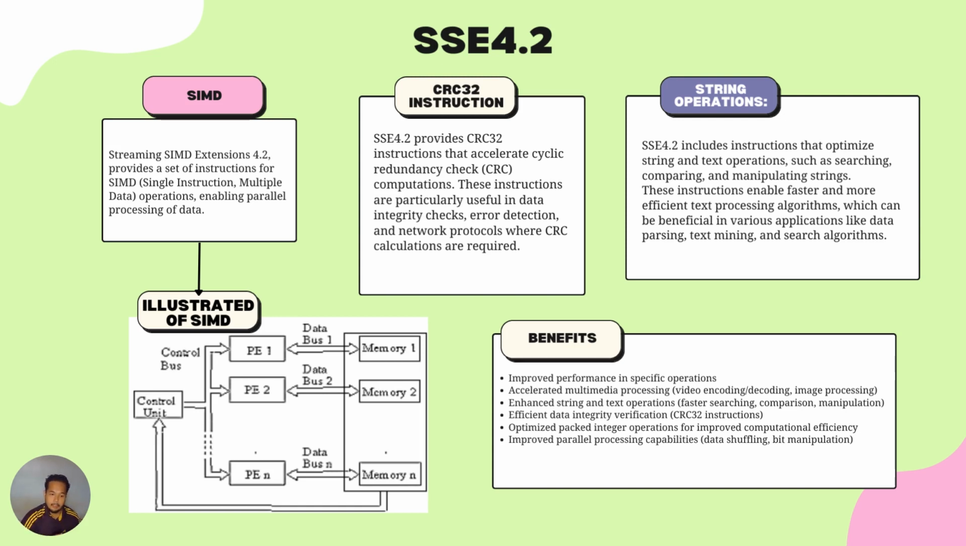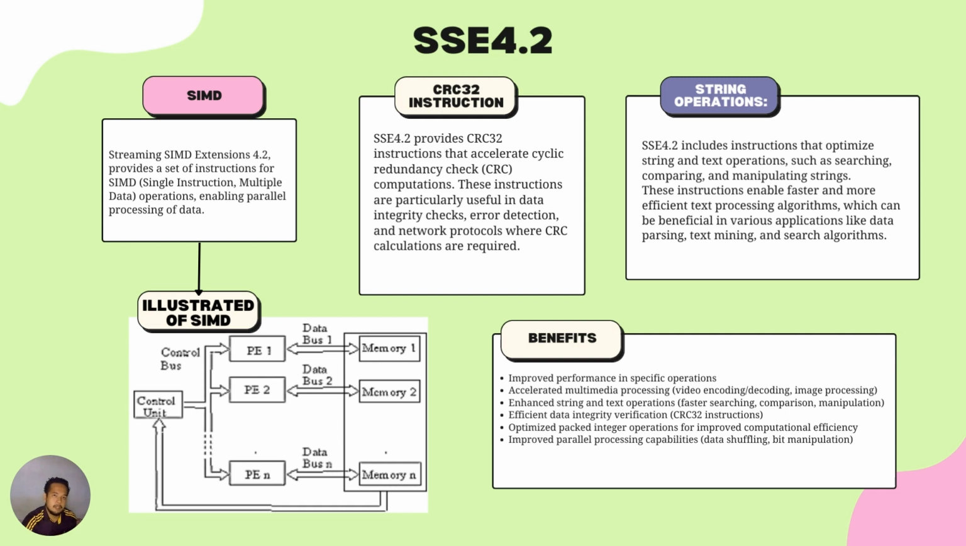And the other thing they added for SSE 4.2 is string operation. SSE 4.2 includes instructions that optimize string and text operations, such as searching, comparing, and manipulating strings. So, these instructions enable faster and more efficient text processing algorithms, which can be beneficial in various applications like data parsing, text mining, and search algorithms.